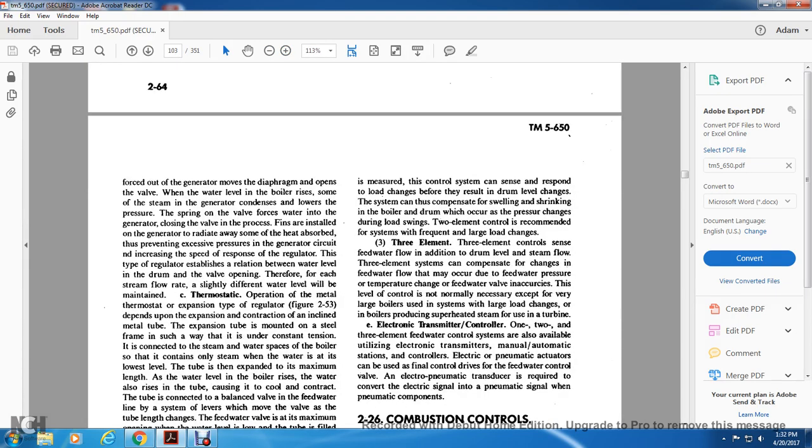When the water level in the boiler rises, some of the steam in the generator condenses, lowering the pressure, and the spring forces the valve stem into the generator, closing the valve progressively. Fins are installed on the generator to radiate away some of the heat absorbed, preventing excessive pressure within the generator circuit and increasing the speed of release. Adjustment of the regulator establishes the relationship between water level in the drum and the valve opening. Therefore, for each different steam flow rate, a slightly different water level may be maintained.